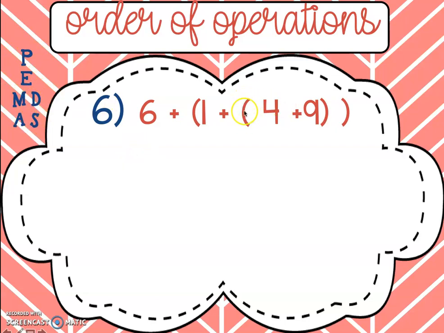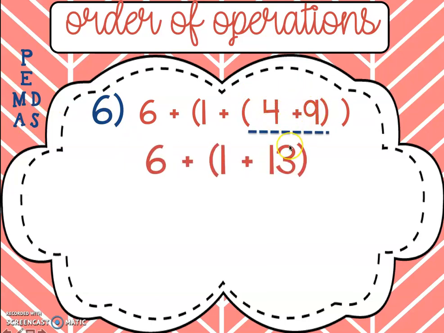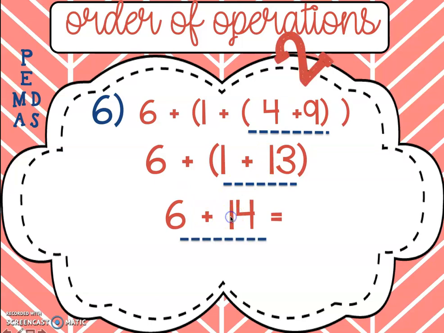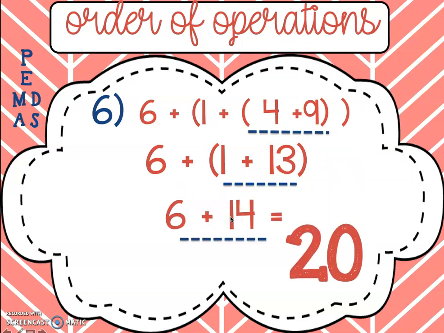Starting within our parentheses, 4 plus 9 gives us 13. Now, some people forget their parentheses at this point, but if you look, we haven't done the outer parentheses yet, so we have to keep those. We're still on the parentheses step, and we have 1 plus 13. So 6 plus 14 is where we're at now. We get our final answer of 20 because we can just add.